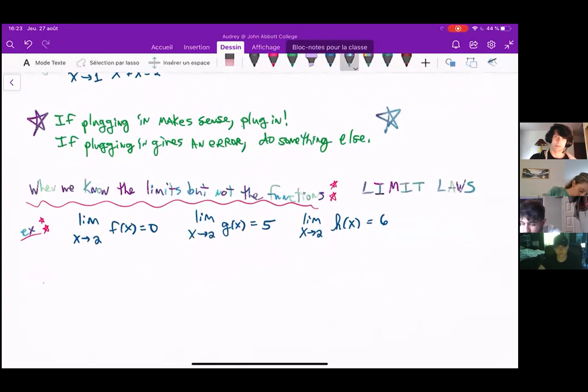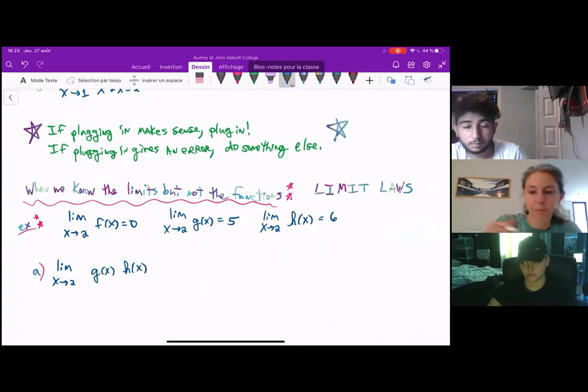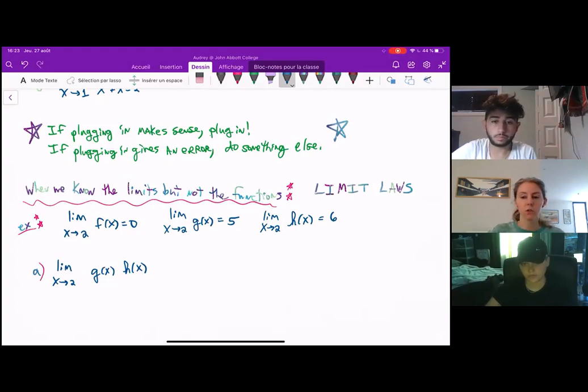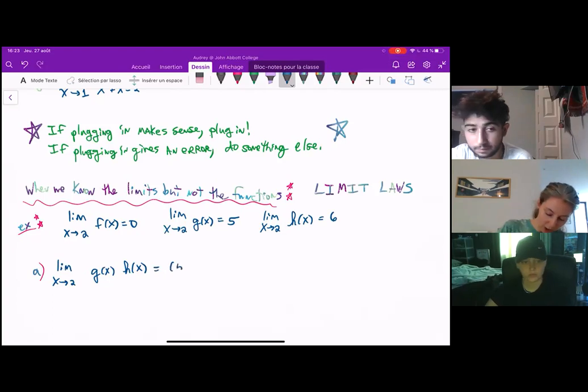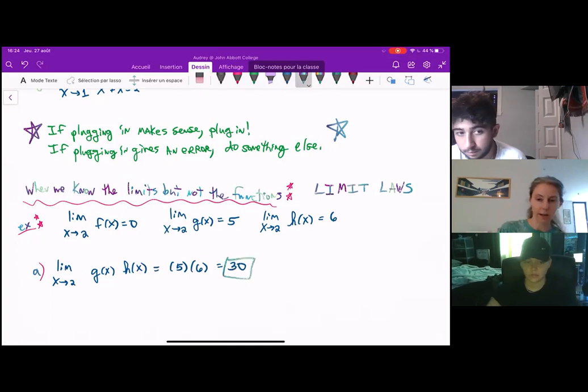So what if I were to then ask you for the limit as x approaches 2 of g of x times h of x? What we just said is if plugging in makes sense, then just plug in. I know the limit as x goes to 2 of g of x, and I know the limit as x goes to 2 of h of x. So what do you think this is going to give me? Multiply 5 by 6. I already know those limits, so I can just plug in, and I get that my final answer here is 30.